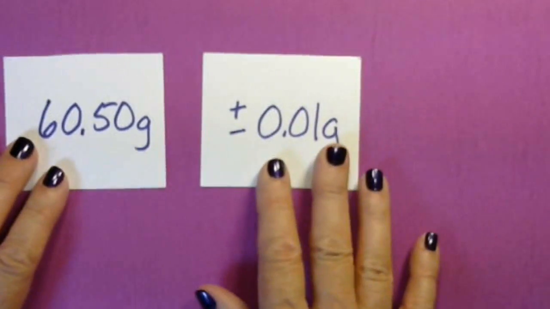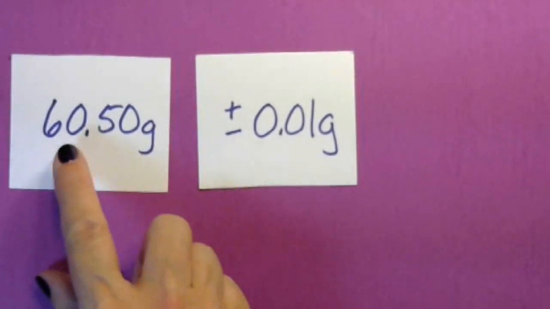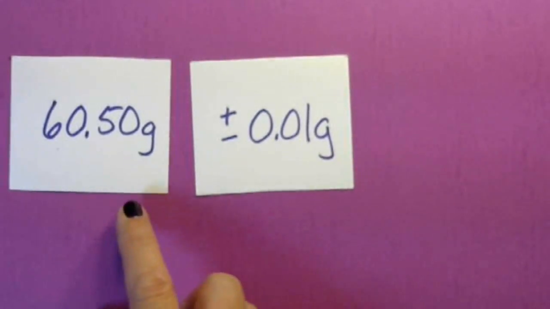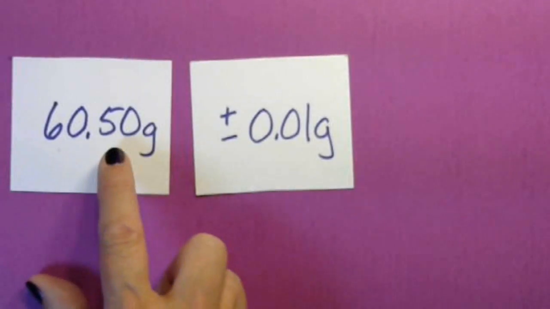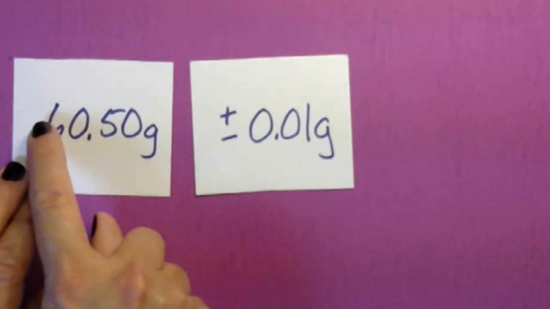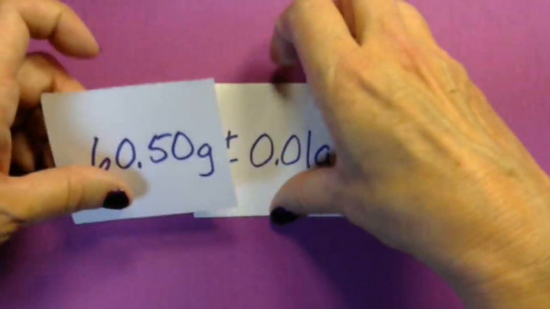Try another one. Say I go back to my other balance and I read this on the balance. 60.50 plus or minus 0.01 grams. So I read the significant figures from left to right, and I stop right here because this is the plus or minus range. So I count 1, 2, 3, 4 significant figures.